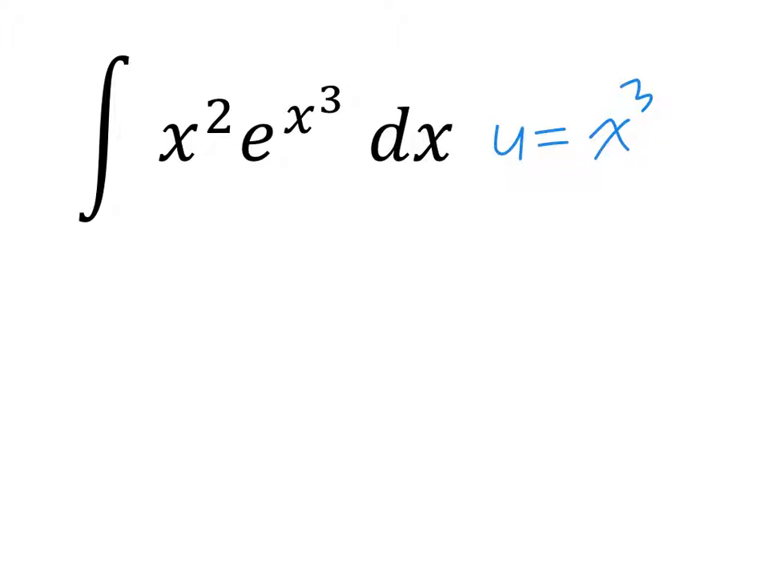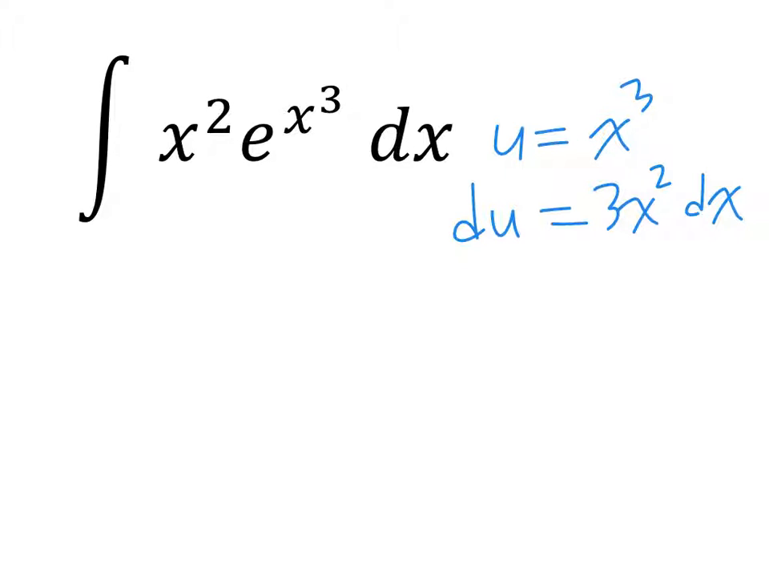Step 2, we want to take the derivative of both sides. So on the left, what do you get? du, very good. And then on the right, you get 3x squared, and don't forget the dx, because we need the dx to be able to substitute it back.